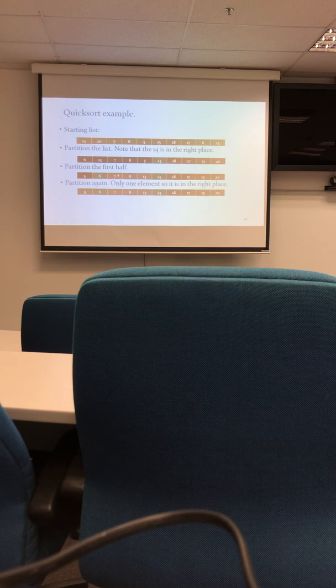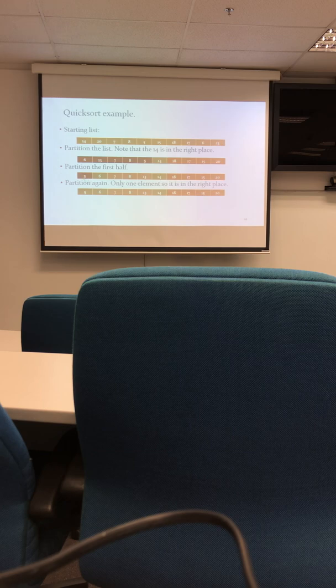Now after the second partitioning, you divide this subarray into two parts, right? The first part is only 5. The second part is this 3 number. So the first subarray is only one element. One element is definitely in position. You don't have to do anything.